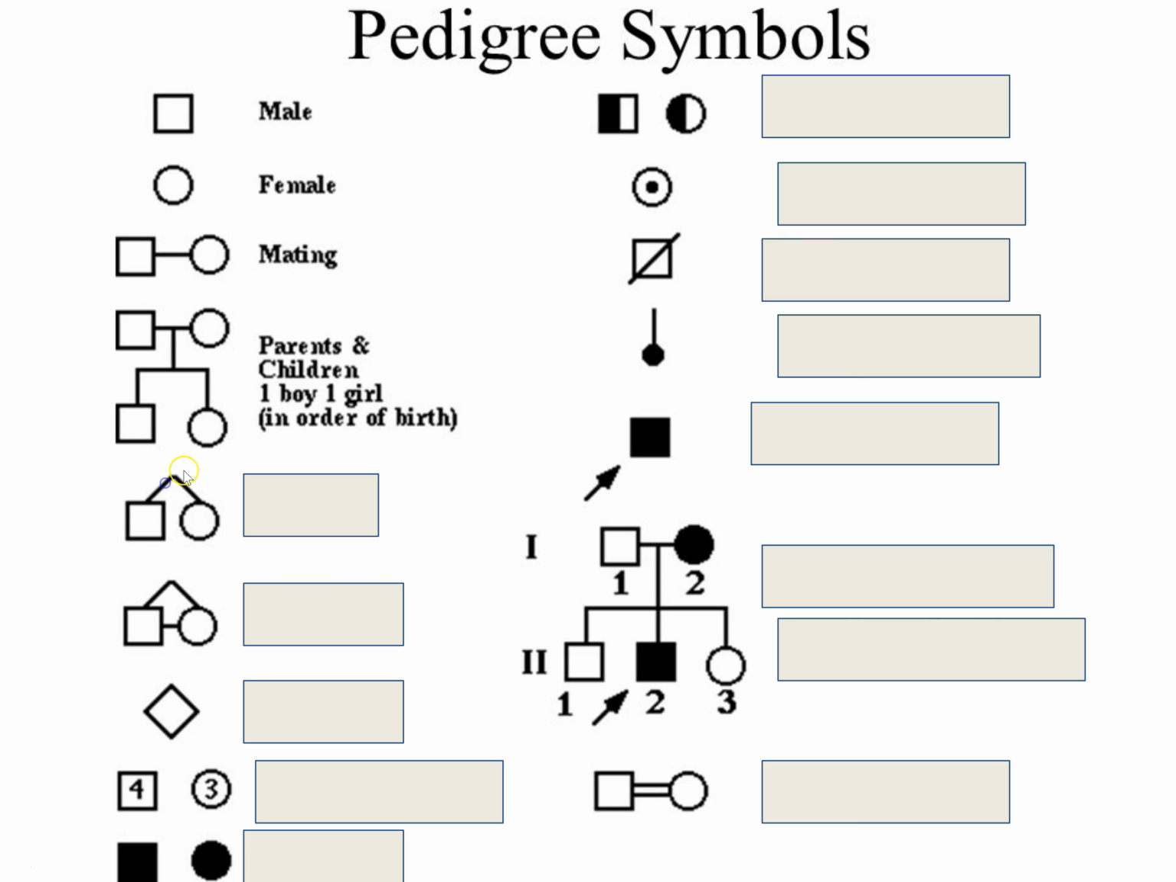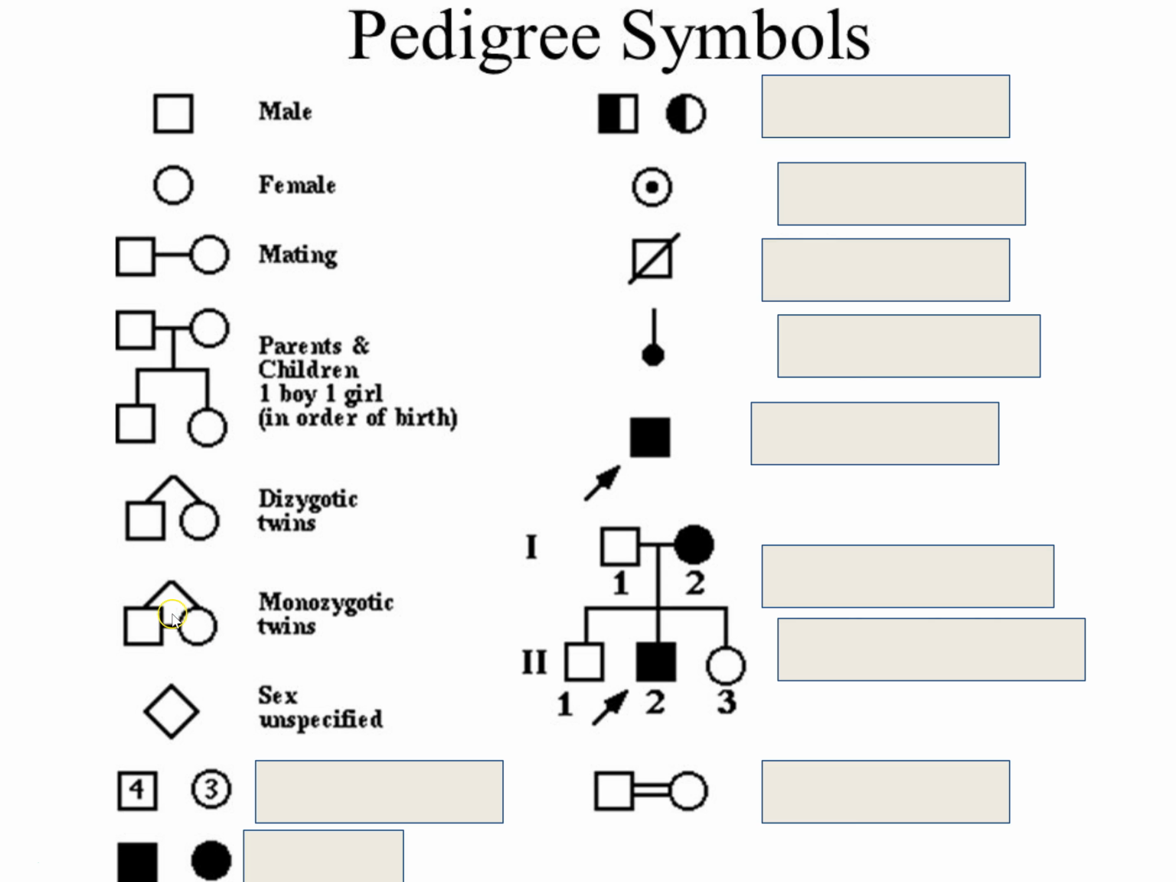If I have a triangle line like this, this is dizygotic twins, which means they came from two eggs, so they're not identical. This is monozygotic twins, so they came from one egg, and so they're identical, although this is wrong because they can't be a boy and a girl and be identical, but you get the gist.